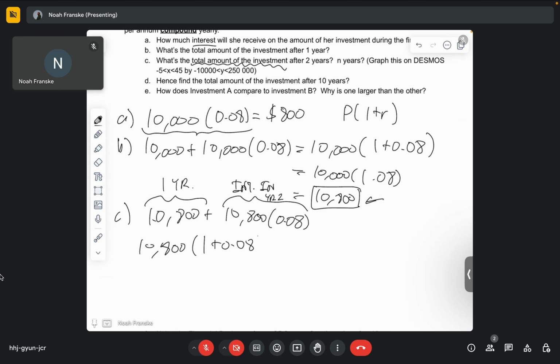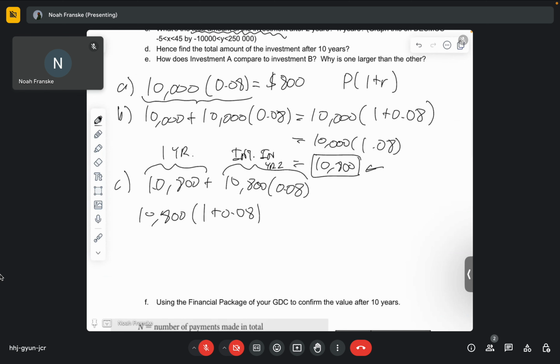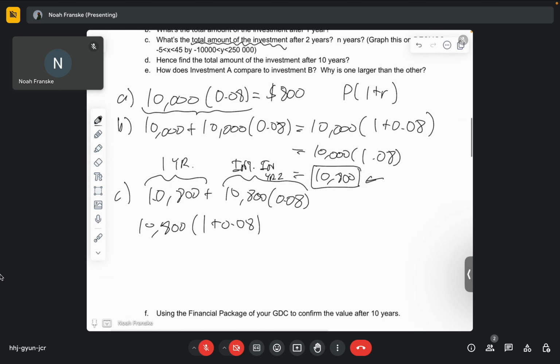And now I'm going to ask, well, where did that 10,800 come from? The 10,800 came from 10,000. I'm trying to build this formula here. Times 1.08. And now we're multiplying by 1.08 again. So what does that look like? That looks like 10,000 times 1.08 squared. And we're trying to build up to a formula here, which is why we're doing all of this extra work. So if you can see what's happening here, after 3 years, it would be 10,000 times 1.08 cubed.